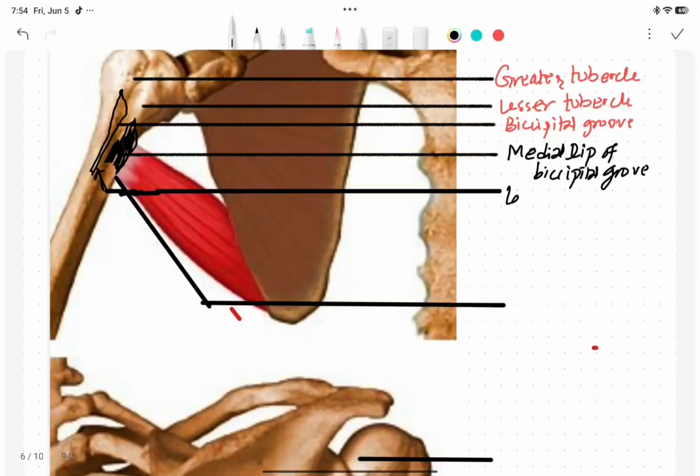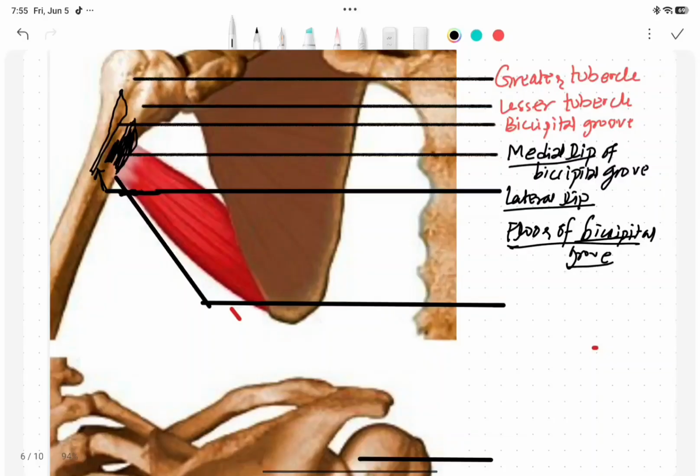This is the lateral lip. So lateral lip, and this is the floor. Everyone has a floor. The lateral lip, medial lip or floor of the bicipital groove. The floor of the bicipital groove. The medial lip, lateral lip and floor have the insertion of the muscles.